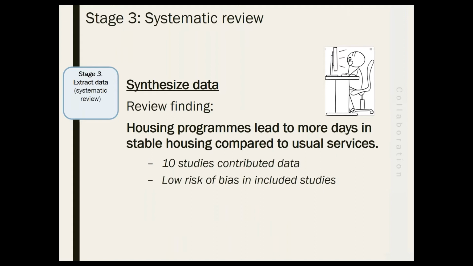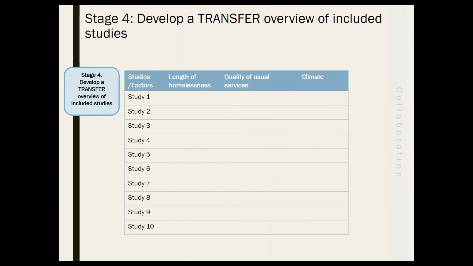And this next stage would be to synthesize your data. In this case, we came up with a review finding based on 10 studies, all of which had low risk of bias. And the review finding was that housing programs lead to more days in stable housing compared to usual services. So those 10 studies contribute data to this one review finding. We're assessing transferability for a single review finding, similar to how we do it for making grade assessments, risk of bias assessments, and grade CERQual assessments.